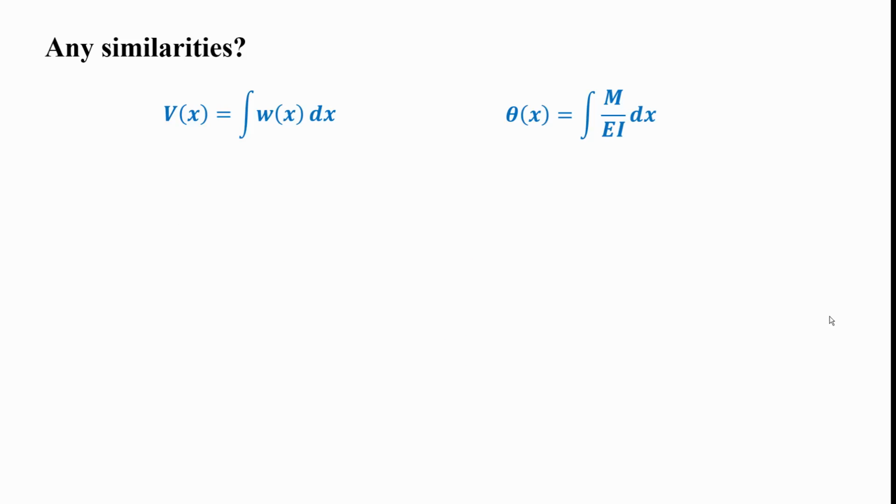We see that with single integration, if we integrate the load one time, we get the shear. And if we integrate the curvature one time, we get the slope. Now, if I double integrate the load, I'll get the moment. And if I double integrate the curvature, I will get the deflection.